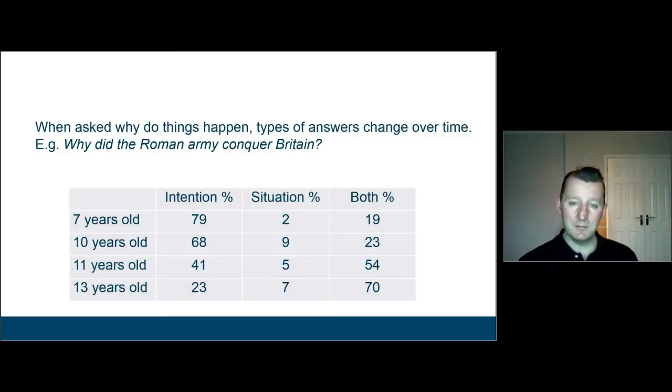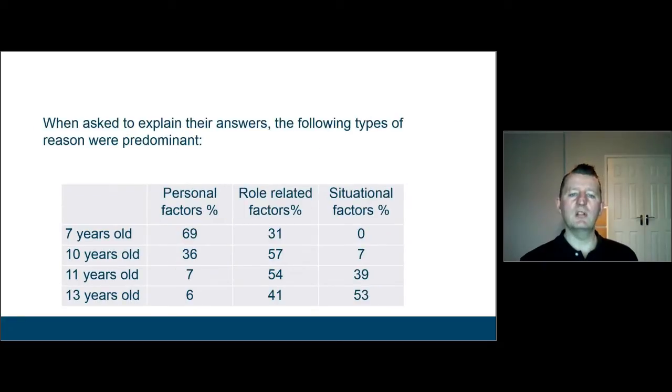And that is important, because very often then we're moving into quite advanced political and economic history, and it's important for us to realise that when we might be offering explanations that are at fairly abstract and conceptual levels, many of our children will be looking for individuals and be looking for simplistic notions of individual intention or desire or will. So when asked to explain their answers about causation, the following types of reasons were predominant.